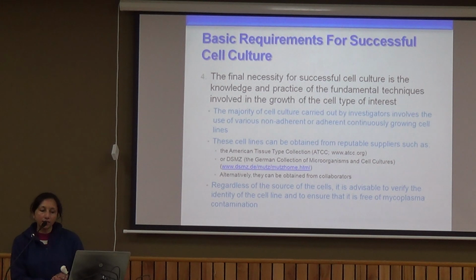Regardless of the source of cells, it is advisable to verify and identify the cell line to ensure that it is free of mycoplasma contamination. The moment we get the cell lines from the manufacturer, we need to identify, we need to see whether there is any contamination or not. Might be during transport there were contaminations which entered the package.